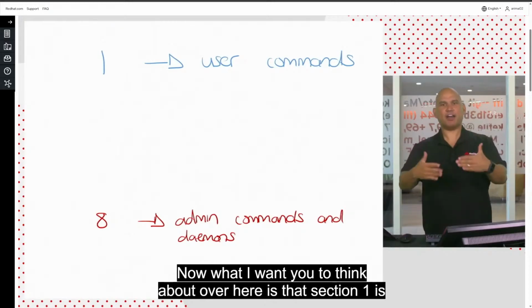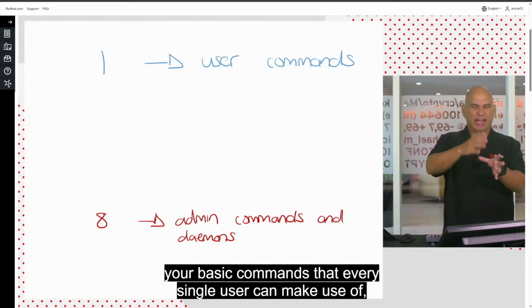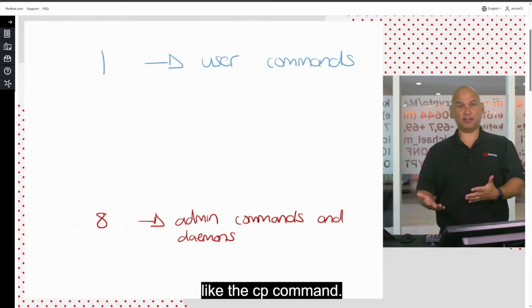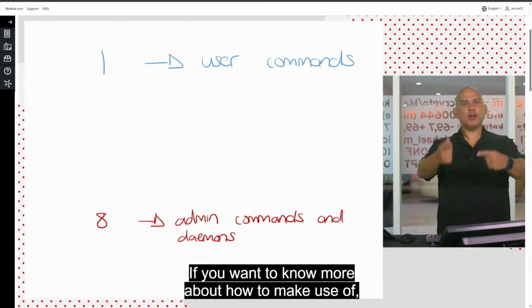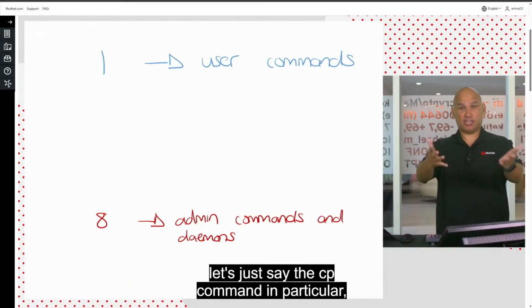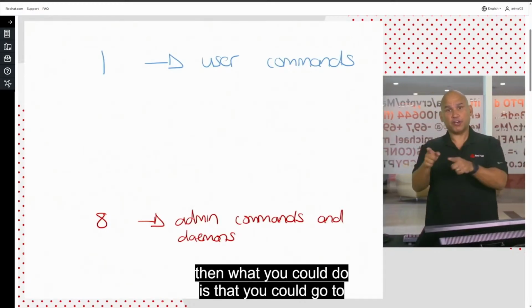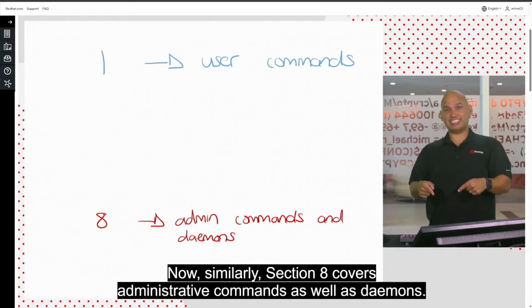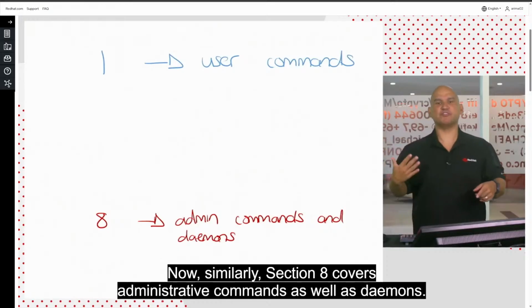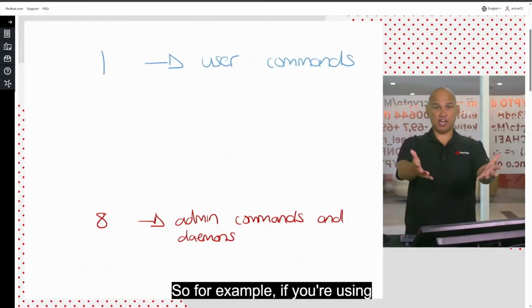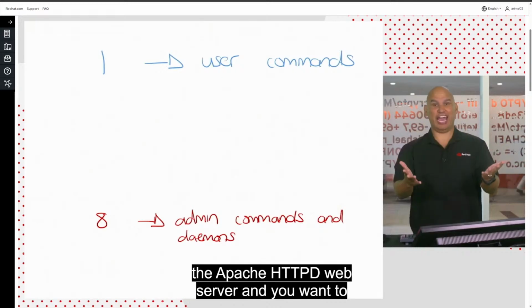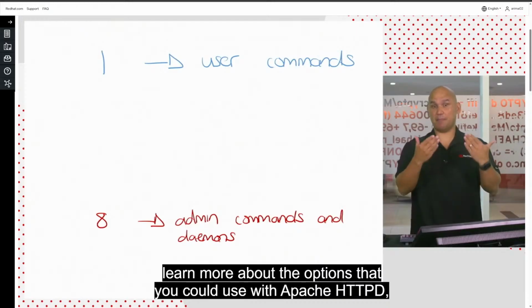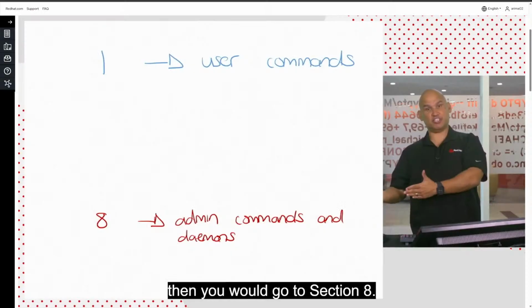Now, what I want you to think about over here is that section 1 is your basic commands that every single user can make use of, like the ls command, like the cp command. So if you want to know more about how to make use of, let's just say, the cp command in particular, then what you could do is go to the man page for the cp command. Now, similarly, section 8 covers administrative commands as well as daemons. So for example, if you are using the Apache HTTPD web server and you want to learn more about the options that you could use with Apache HTTPD, then you would go to section 8.